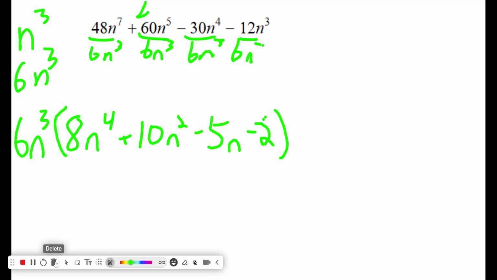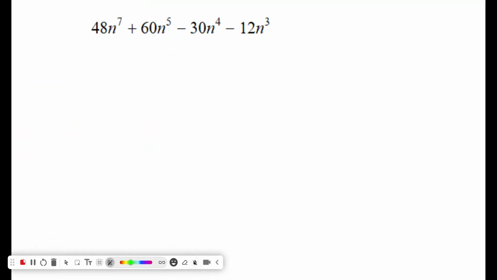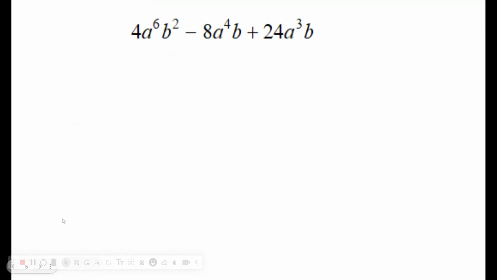Let's go to another example. 4a to the 6th b squared minus 8a to the 4th b plus 24a to the 3rd b. All right, so the smallest coefficient is 4, and 4 goes into 8 and 24, so definitely got a 4 out here. All the terms have an a to the 6th, a to the 4th, a to the 3rd. A to the 3rd is the smallest power. Then b squared, b, and b.